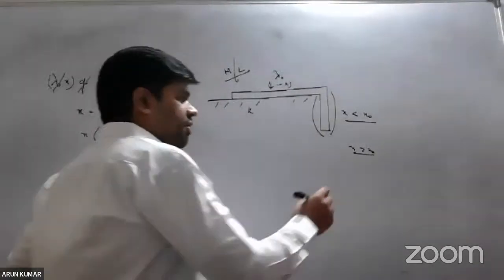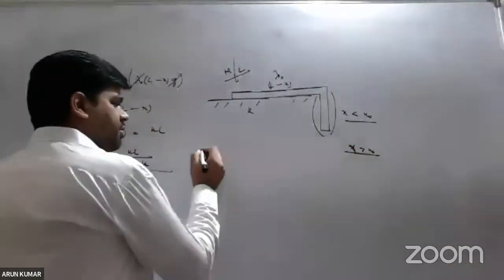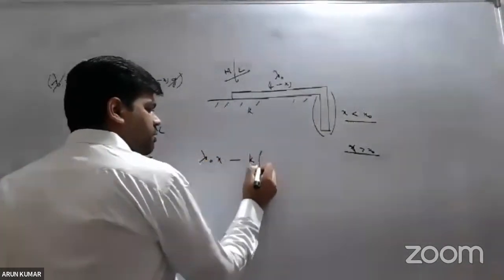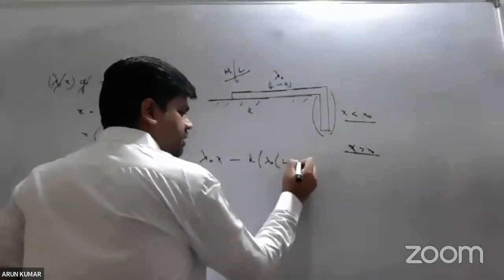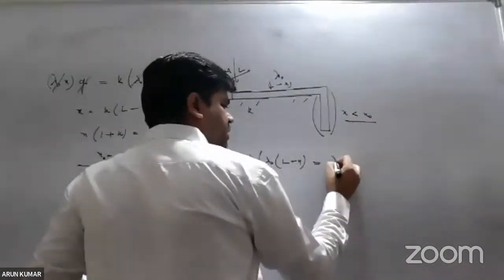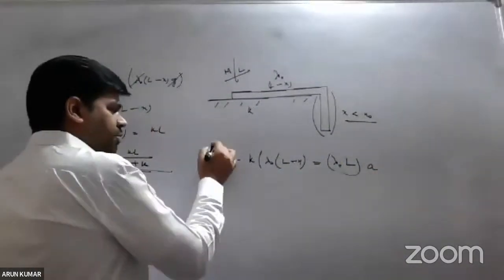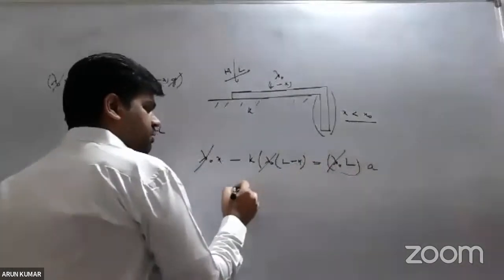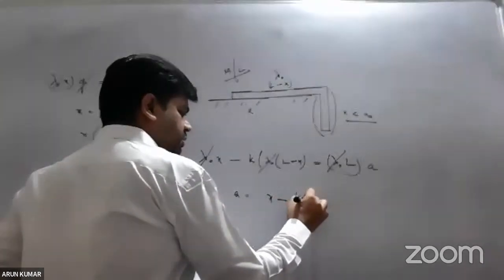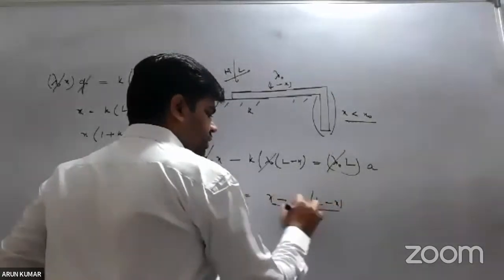Now, let's say x is greater than x naught, and I have to find the acceleration of the string. How do I find the acceleration of the string? For x greater than x naught, lambda naught x g minus mu lambda naught into L minus x g is equal to total mass into acceleration. What is total mass? Lambda naught into L, into acceleration. So lambda naught gets cancelled out. So I'll have acceleration is equal to x minus mu into L minus x, by L.